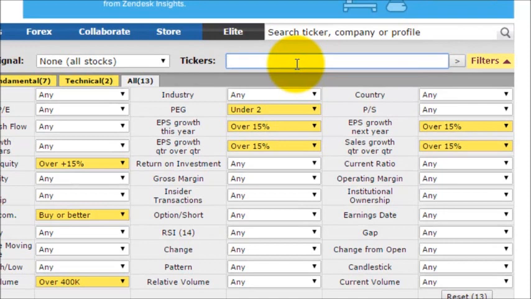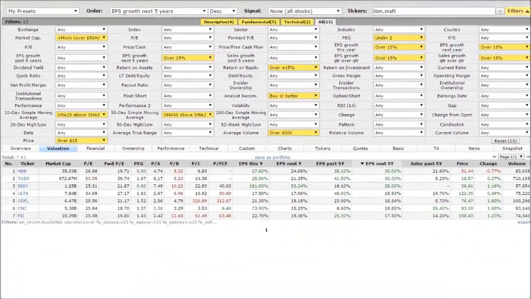Well, the way you would do that, let's say you were trying to compare IBM and Microsoft and trying to figure out which one's better for you. Well, you would just type them in, comma separated, and click there, and that would, of course, just show you those two stocks. Okay, so now let's go ahead and move over to the financial tab.